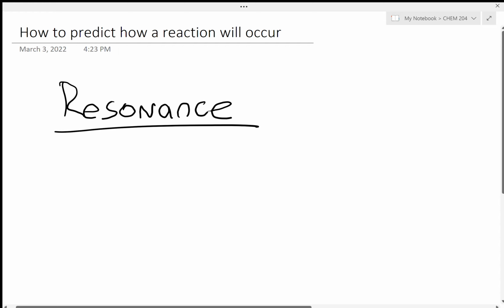in that specific way. So I'm going to go through an example where I'm going to use resonance to predict how a reaction is going to occur, where I'm going to take this starting material and I'm going to react it with NaBH4, and then I'm going to react it with CH3Br.